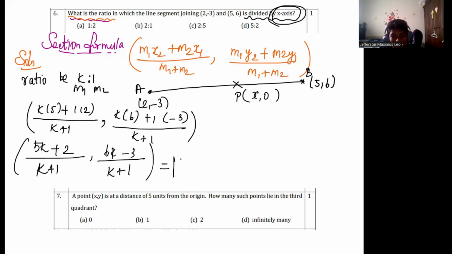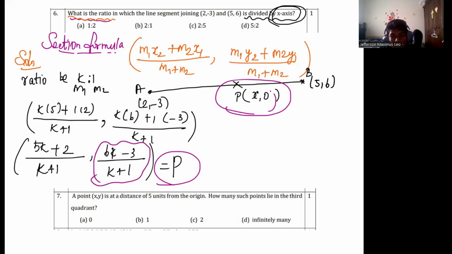Actually, this is the point of division here. And this point of division exactly coincides with (x, 0), because that is also the point of division. Just comparing these two, this second term is exactly equal to this second term.